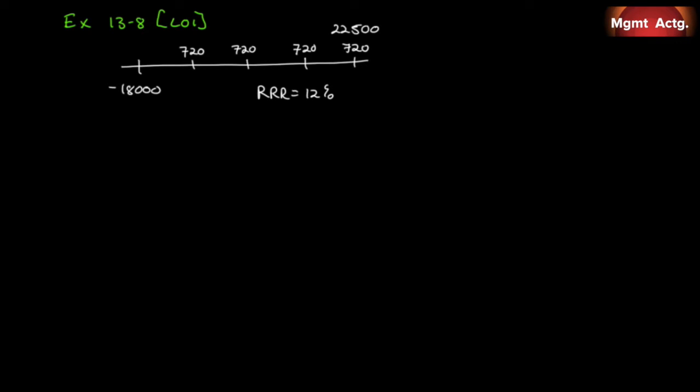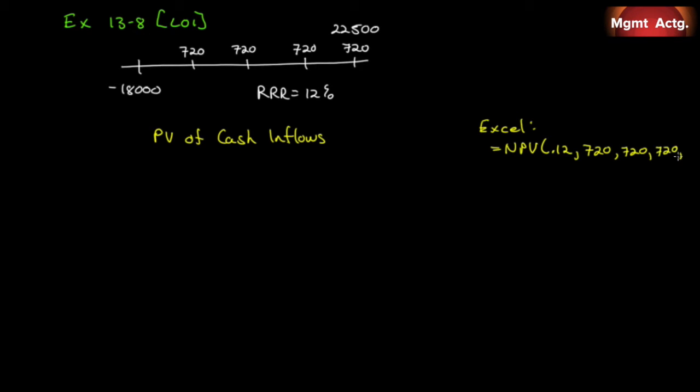Well, if we're going to do it as Exhibit 13.1 shows, the first entry we have is the present value of our cash inflows. So we have to calculate the present value of our cash inflows. In Excel, we can do that. It would be equals net present value, 0.12, because that is our required rate of return, 720, and in the final year, 23,220, because we're getting our 22.5 and the 720.